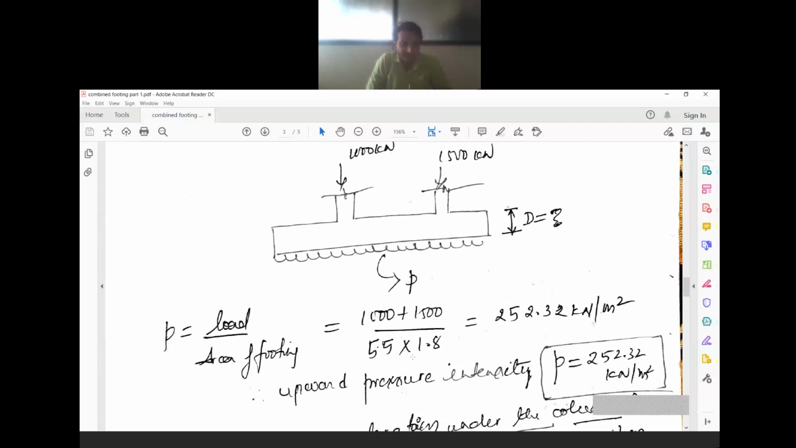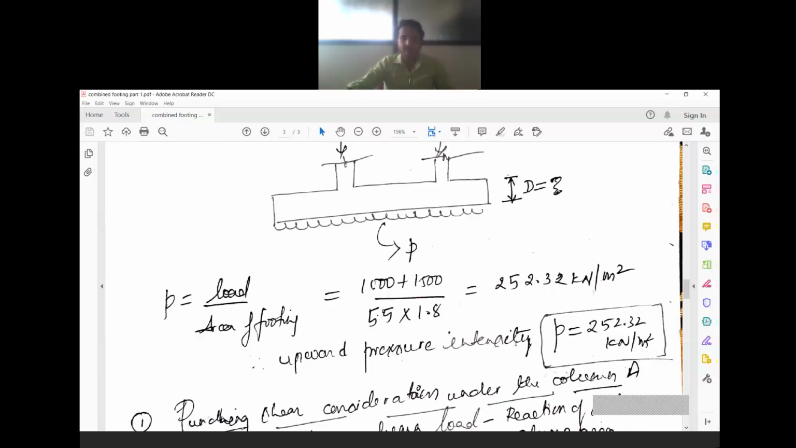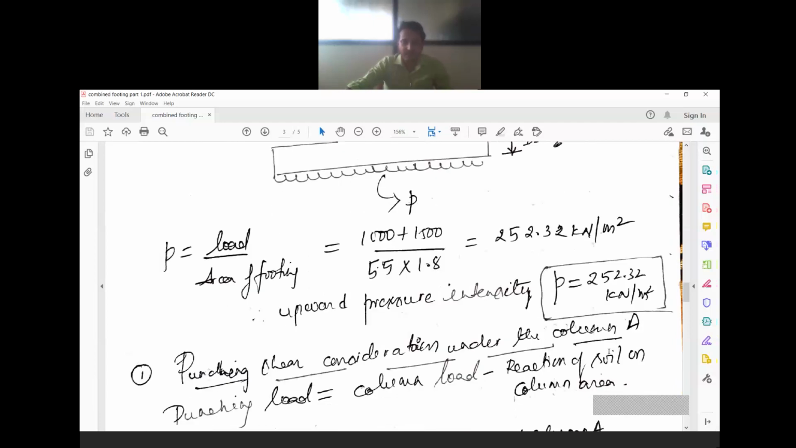In the first step we assumed 10% and other things, and got a value based on those assumptions. But actually we know the dimensions now. 5.5 is length, 1.8 is width. So you substitute that 5.5 into 1.8. You will get the answer as 252.32 kilonewton per meter square. Okay? So this is the upward pressure intensity p, 252.32 kilonewton per meter square. So this is how we have to calculate the upward pressure intensity.